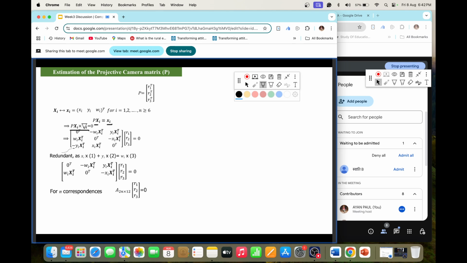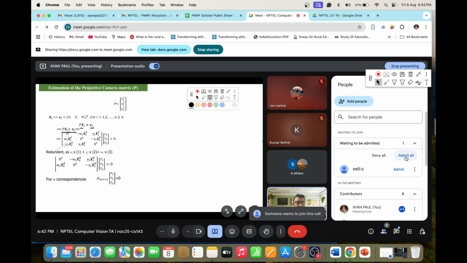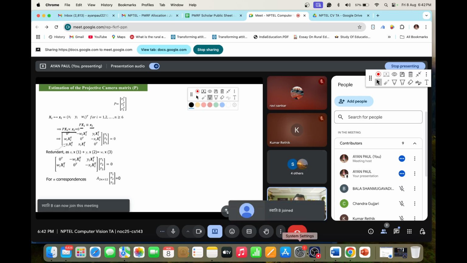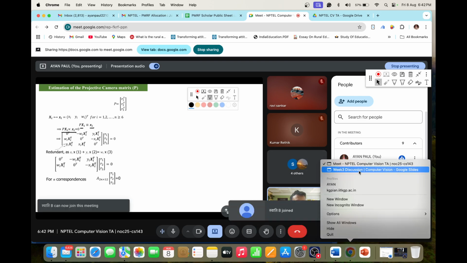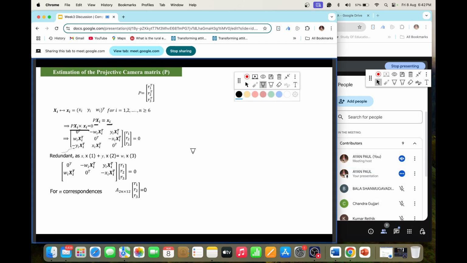but they will lie on the same line as it is. There can be a difference in the scaling, but whenever we take the cross product of two points that lie on the same line, the answer will be 0. Okay, so by this equation, the cross product of xi and PXi, we will be getting 0. So by this we can get the equations.